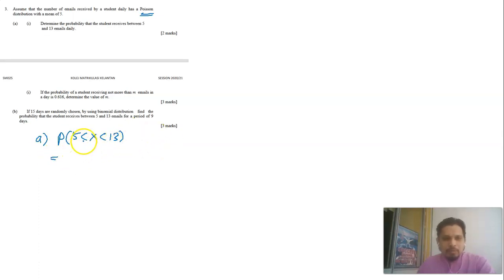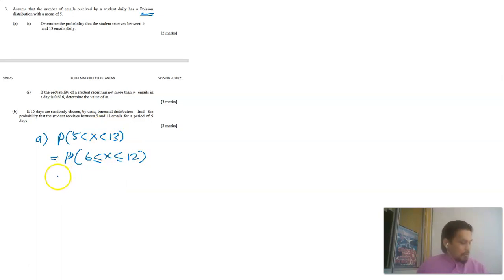Because Poisson is also considered discrete, every single sign, equal or not equal, matters here. So this does not equal 5. It's only greater than 5. So it is probability of X greater than or equal to 6 and up to 12. Okay, it's less than 13. So before 13, this includes 12 here.